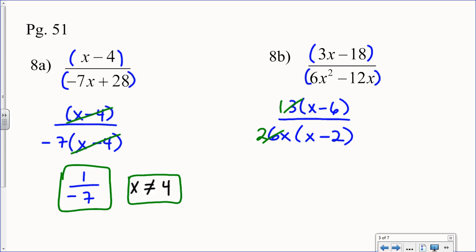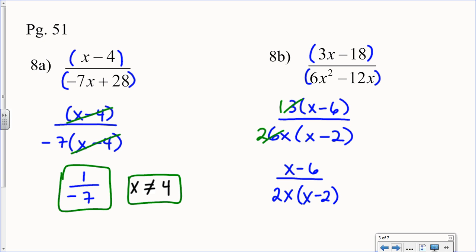All right, so it's like reducing a fraction. 3 over 6 is 1 over 2. So I'm left with 1 times x minus 6, which is x minus 6, over what on the bottom? 2x minus 2.